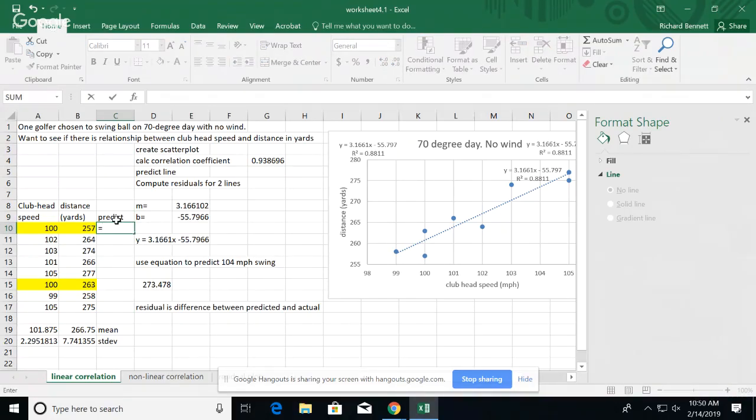So how about, who haven't I picked on? Braden. Tell me, if it went 100 miles an hour, how far would the line have predicted it? We're just going to use the same equation that Colin just used.